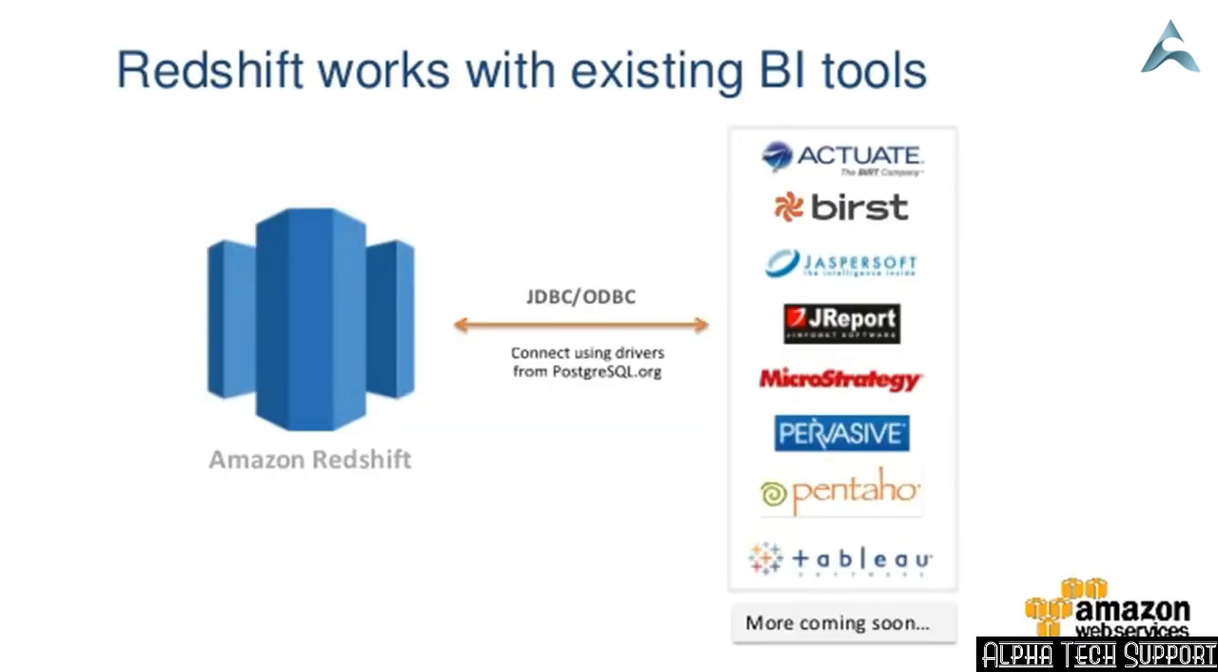Redshift works with existing business intelligence tools. The tools could be Activate, Birst, Jaspersoft, JReport, MicroStrategy, Pervasive, Tableau, and more. They can interact with Amazon Redshift using JDBC or ODBC bridge, ODBC JDBC driver for languages like Java, C, and other. Connect using drivers from PostgreSQL and other things.